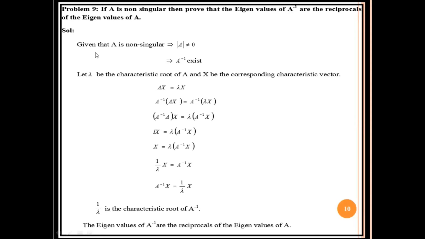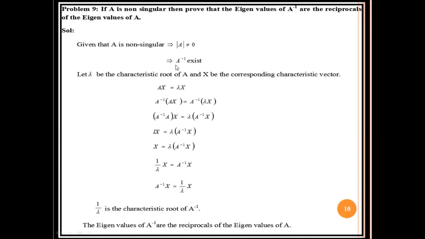Now, what is the given condition? A is non-singular. Determinant of A is not equal to 0 means the inverse exists. If det A is not equal to 0, we can construct A inverse. What is the general formula for finding A inverse? Adjoint A by det A. Since det A is in the denominator, only if det A is not equal to 0 does A inverse exist.